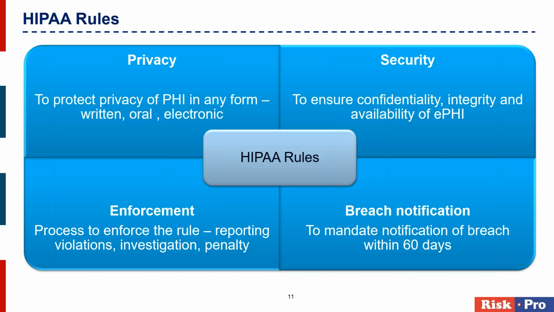What we have is a privacy quadrant, a security quadrant, enforcement, and breach notification. The PHI, protected health information, whether written, oral, or in electronic form, has to be protected. That is what the privacy rule provides. Security is the confidentiality and availability of the data, which we talk about for ePHI, or electronic protected health information.